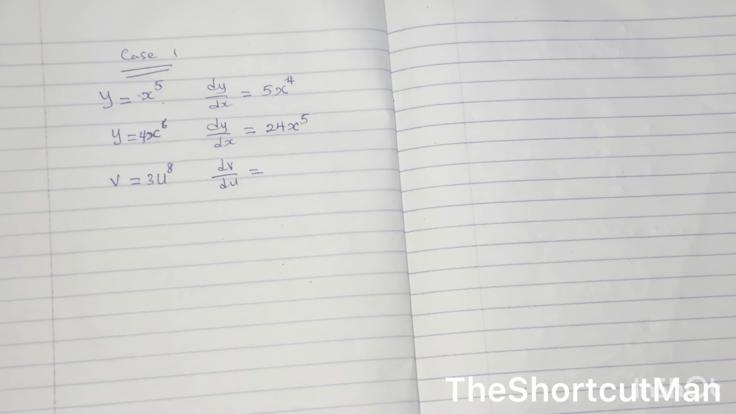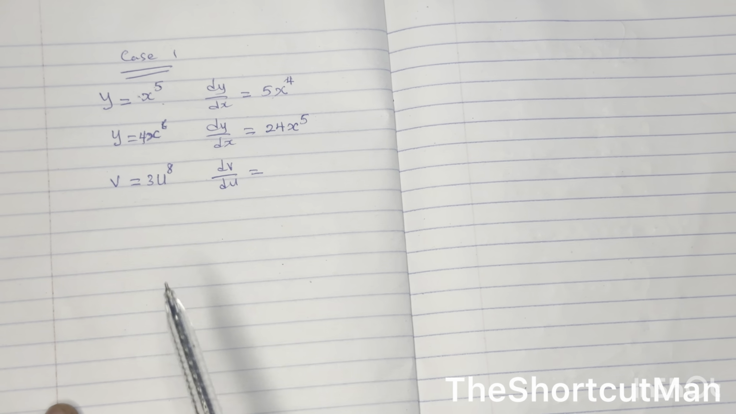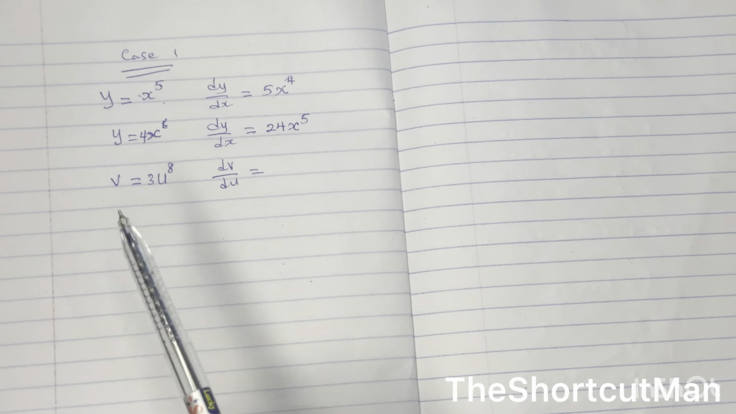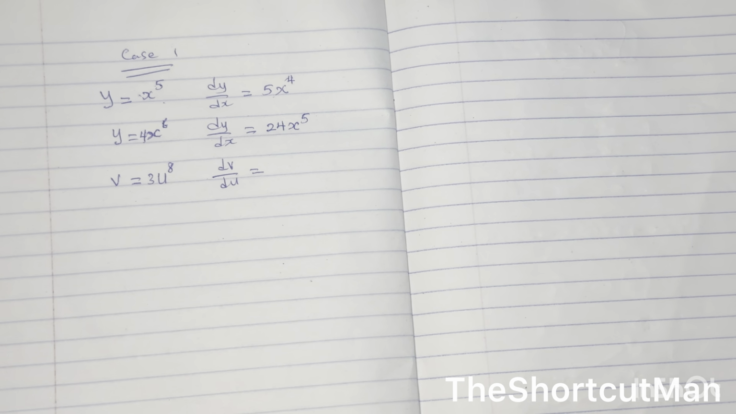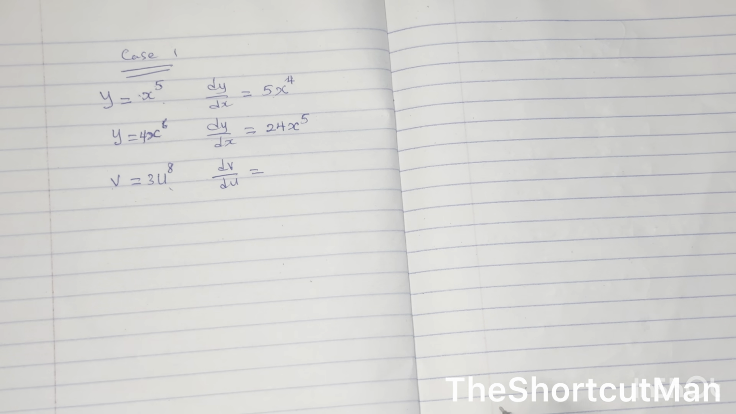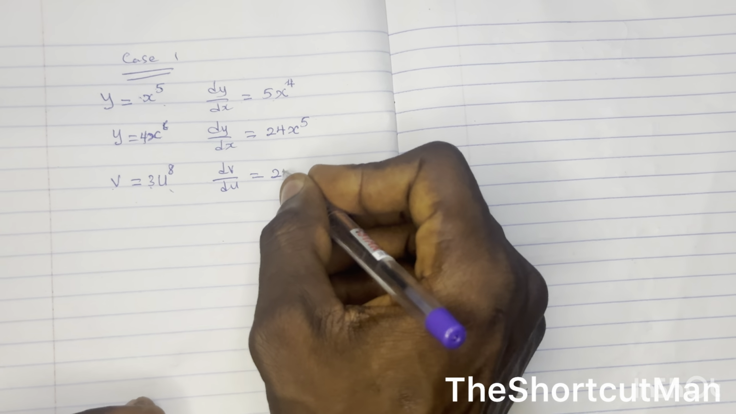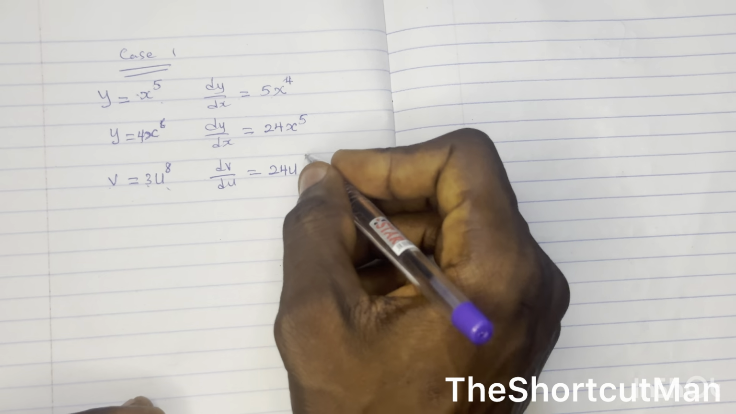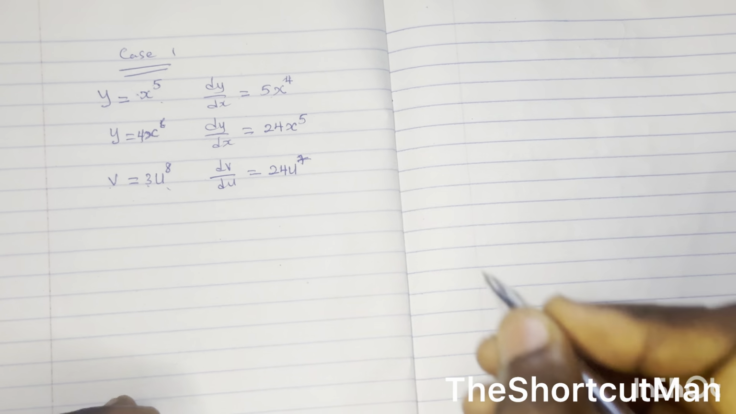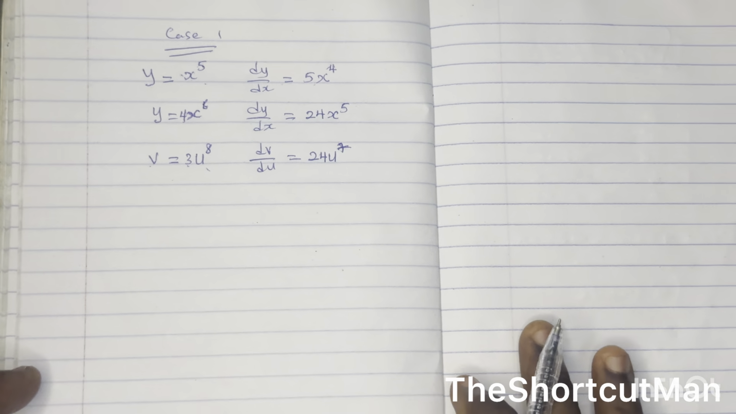Why? Because there's no y here and there's no x here. dy/dx is just differentiating y with respect to x. In this case we have v with respect to u, so we cannot say dy/dx here. So dv/du will use the same method that we used before. That'll be 8 times 3, that's 24, then u raised to the power 8 minus 1, that's 7. That's all. But now we have exemptions. What are the exemptions of this law?